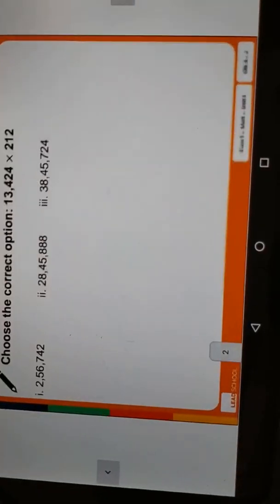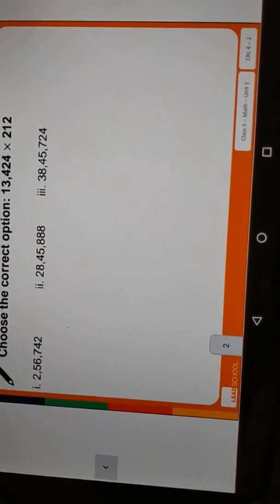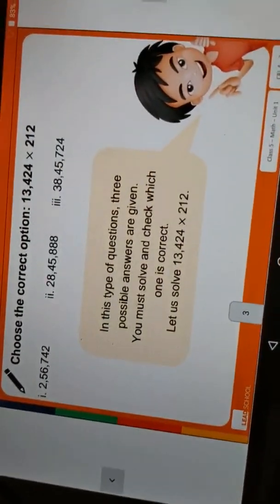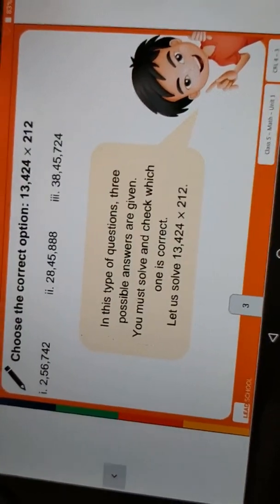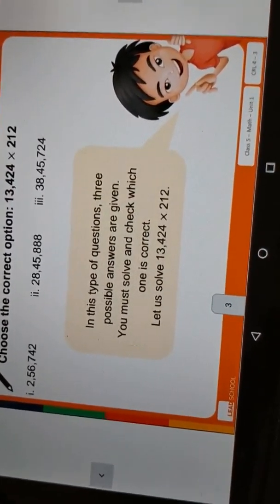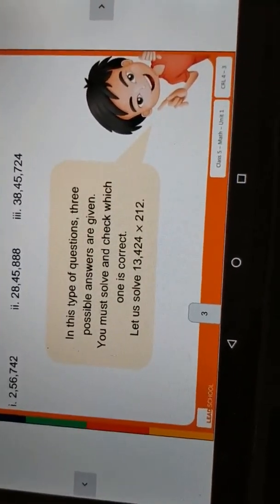Okay students, now we'll start the multiplication portion. Now see, choose the correct option: 13,424 into 212. In these types of questions, 3 possible answers are given. You must solve and check with the ones digit to find the correct one.